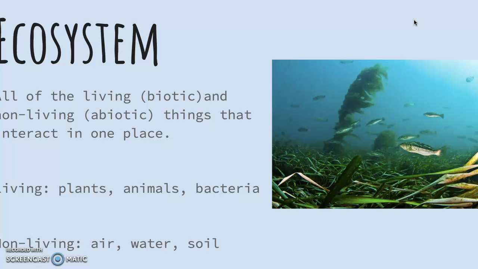So looking over at our photo here of an underwater ecosystem, we see a few things that are living and also non-living. So the non-living abiotic things would be like the water or the sun in the upper corner. And our biotic things would be the plants and the fish that we see in this photo.